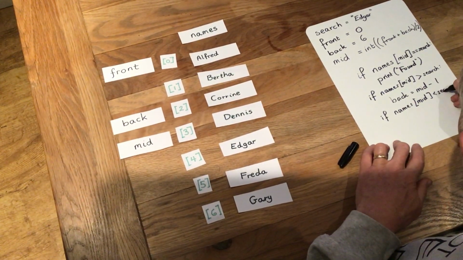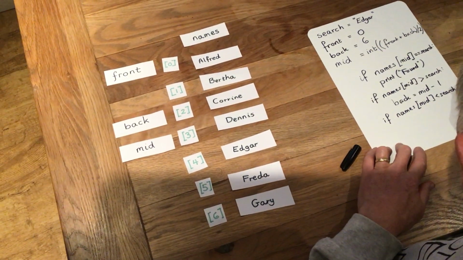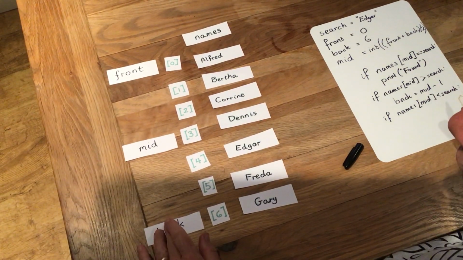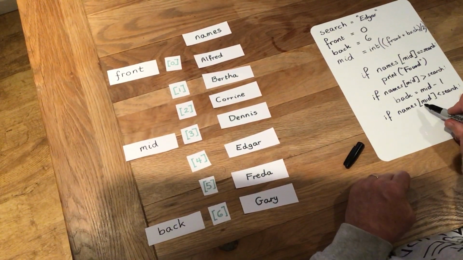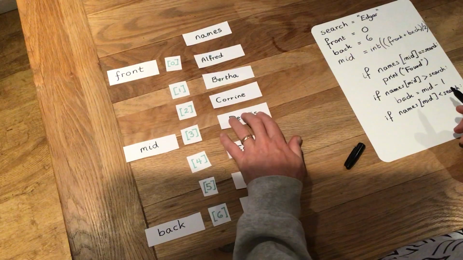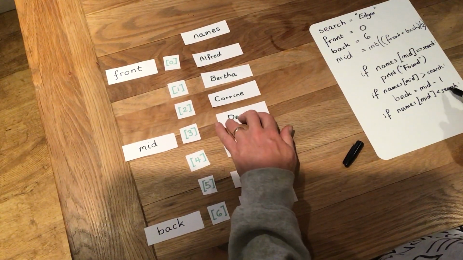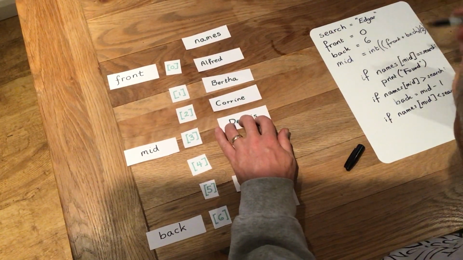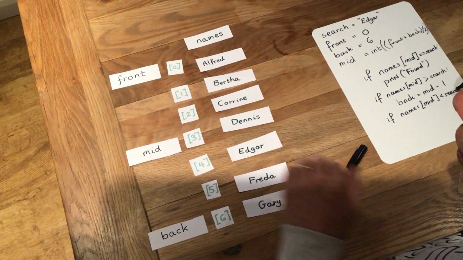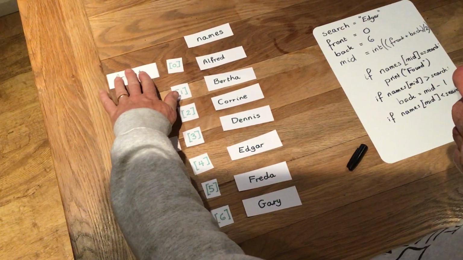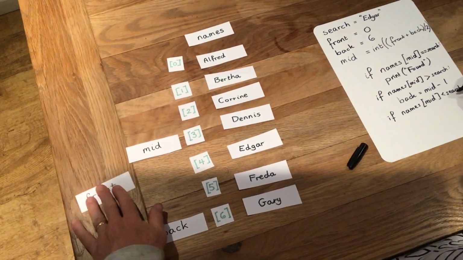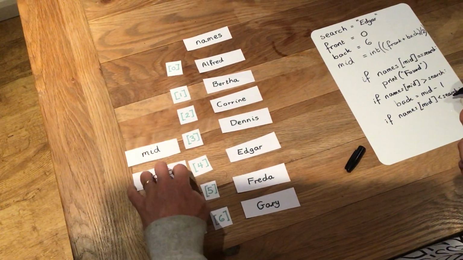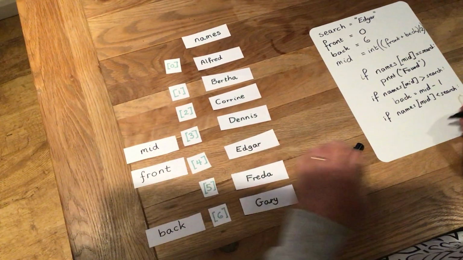So if the name we find is less than what we're searching for, so let's think, in this case that's right, isn't it? The name we've found, which is Dennis, is less than what we're looking for, further lower down the alphabet than Edgar, which is what we're looking for. Then again, the easiest thing to do here is to move front up. So front becomes 1 more than mid.